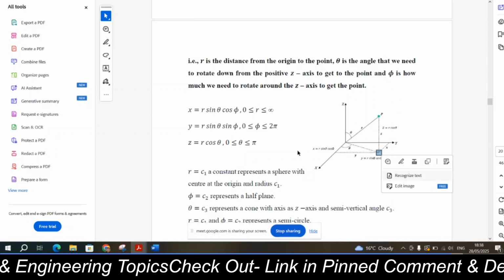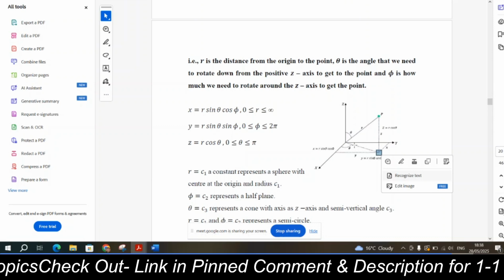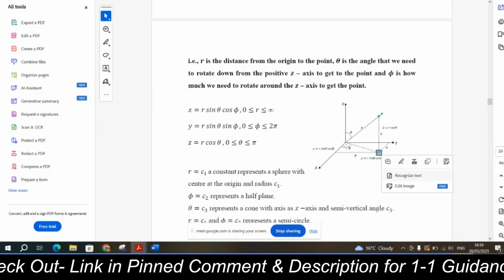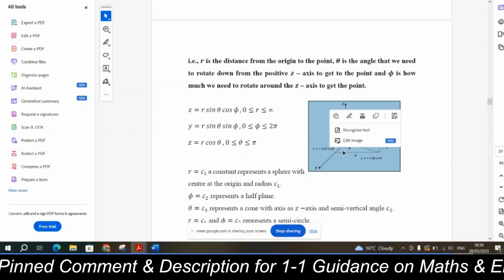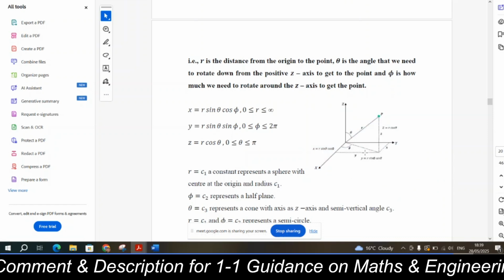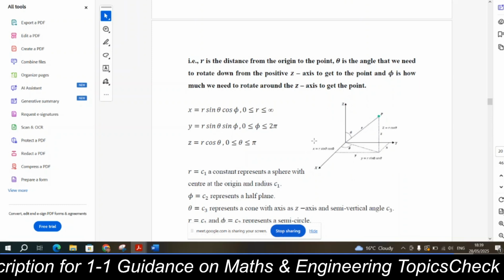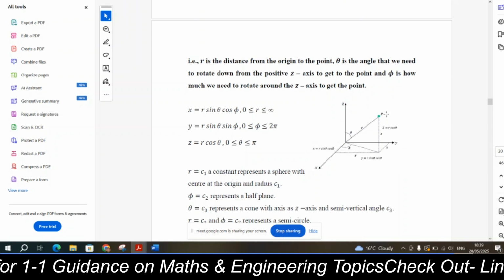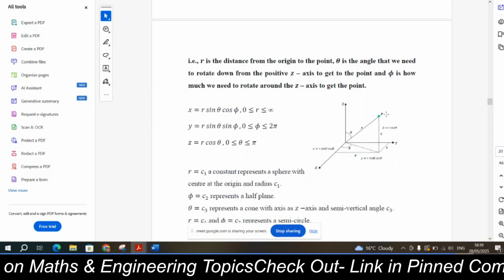Now, to get to this particular point, you need an angle from the x-axis on the xy plane, which will be its projection on the xy plane. This point which you see at the bottom of P, you can call the projection of P on the xy plane. This projection makes an angle with the origin to the positive x-axis. That angle is called phi.